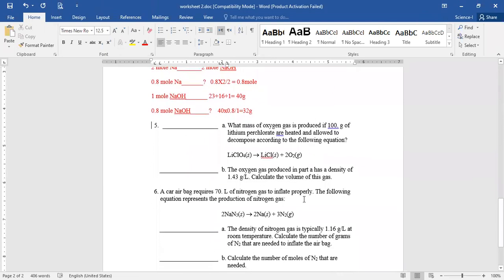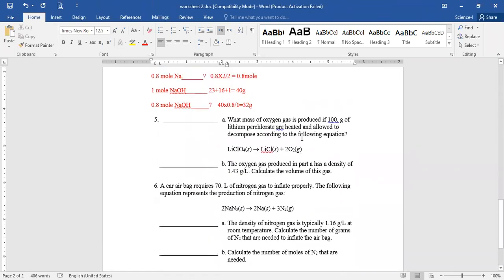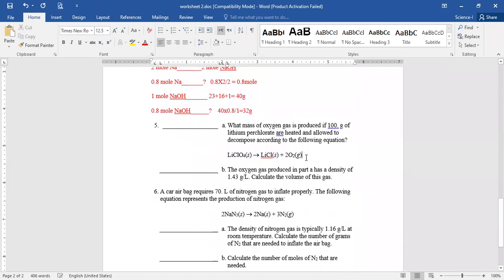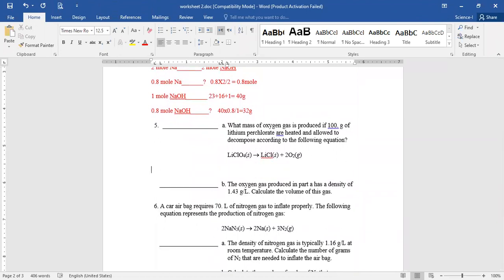Okay. So let's find question number 5 here. It has two parts. What mass of oxygen gas is produced if 100 grams of lithium perchlorate are heated and allowed to decompose according to the following equation? So here he asks about the mass of oxygen when 100 grams of lithium perchlorate are heated. So let's find who can answer this. Who can answer this, guys?